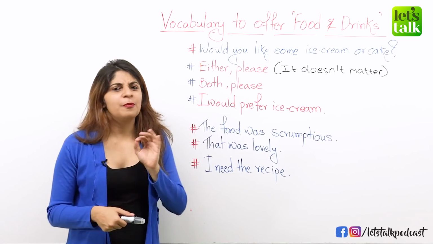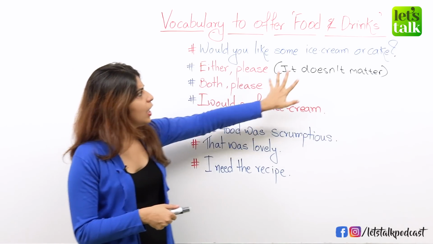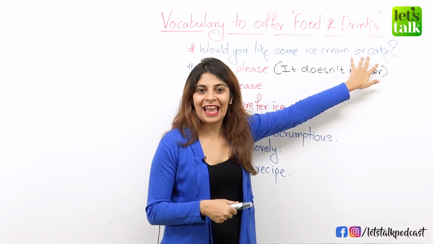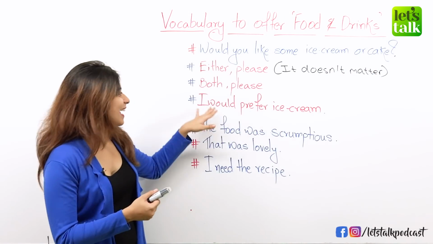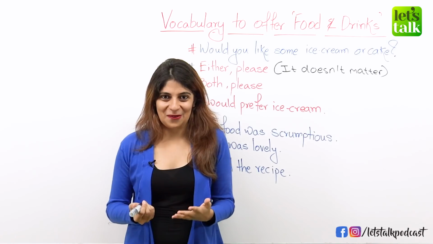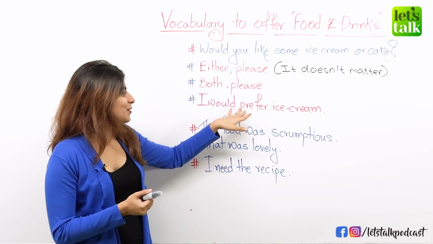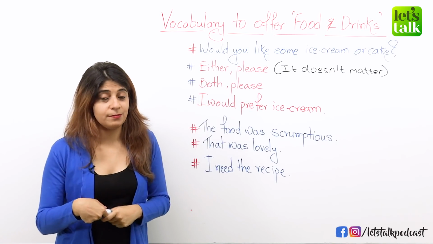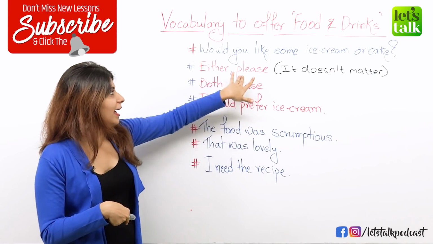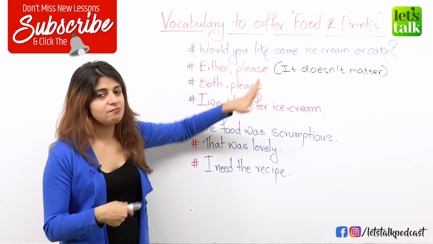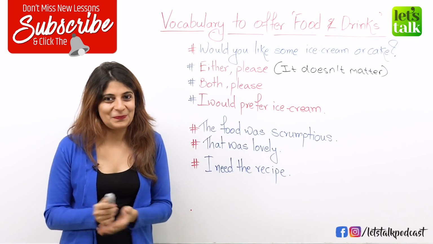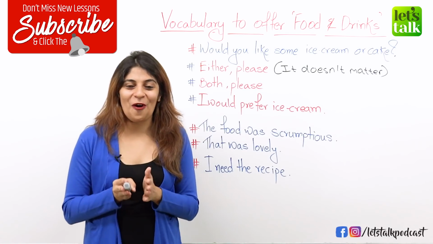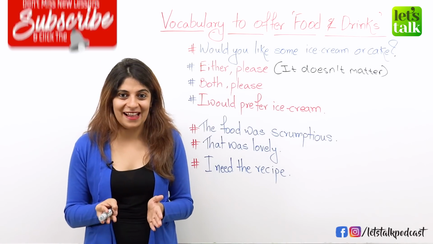And if you prefer something, like probably you like ice cream a little more than cake, then you can say I would prefer ice cream, okay? So here you show your preference. Here you would like to have both ice cream and the cake. And if you say either please, then it really doesn't matter, okay? And then it's time to thank your host. How would you do that?